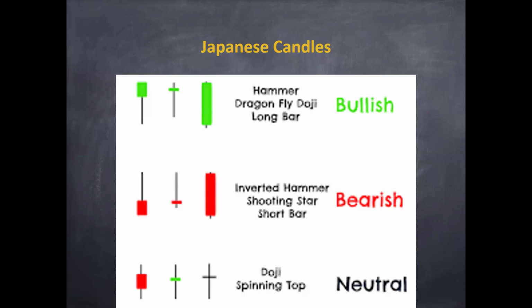Second bearish is the inverted hammer. They're literally exact mirror opposites of each other. The buyers tried to come in and bring the price up, but the sellers were there to make sure it stayed nice and down. And then the shooting star is the opposite of the dragonfly doji.